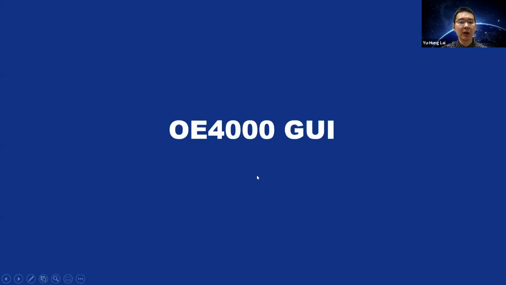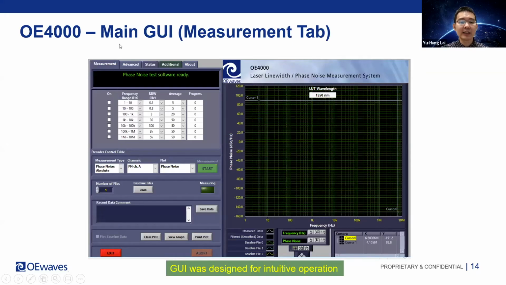So let me show the OE4000 GUI here. Our GUI is designed for intuitive operation. You can see it's very clean. We have several measurement tabs here, and we have a parameter setting area. We can select the frequency measurement range from, for example, 10 hertz to 100 hertz, 100 hertz to 1 kilohertz, or 1 kilohertz to 10 kilohertz. It depends on what kind of frequency band we are interested in.